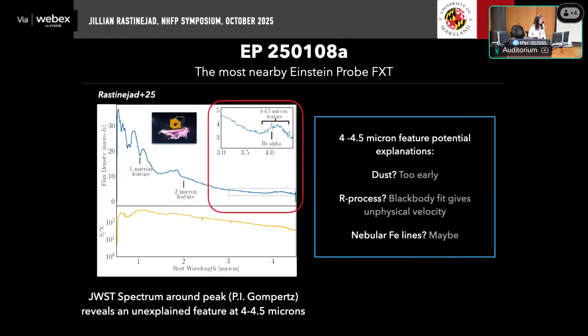We also had a JWST spectrum around peak of this event. You can see some features over here, but what's really interesting is over here at 4 to 4.5 microns, we have this really broad feature that we haven't seen before in these supernovae. Dust is really hard to explain in this system. Potentially, r-process elements. But if you fit this as a black body, you really get an unphysical velocity, so we also disfavor this explanation. And so right now, we're thinking maybe this is nebular iron lines. You go to the infrared, maybe that's more possible, but this could be cool to explore further.